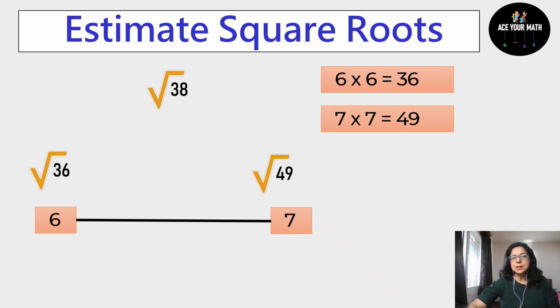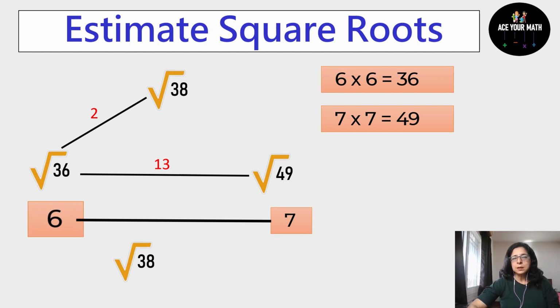The next step is you subtract 36 from 38. You get 2 as the answer. Now you subtract 36 from 49. What do we get? We get 13 as the answer. So we can write square root of 38 as: you will consider 6, you will consider 2, and you will consider 13. So we can write it as the mixed fraction 6 2 by 13.